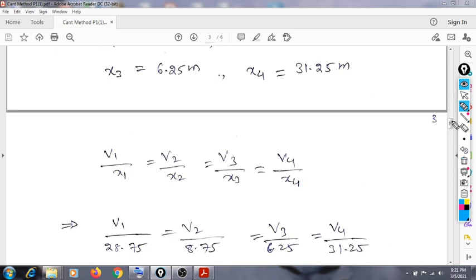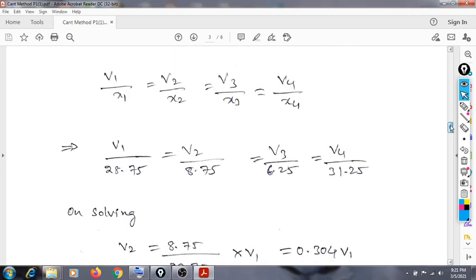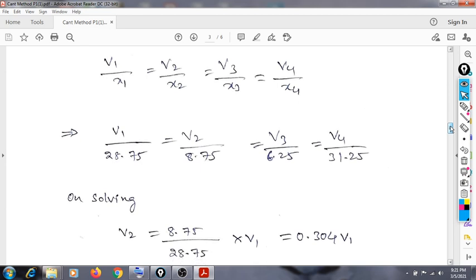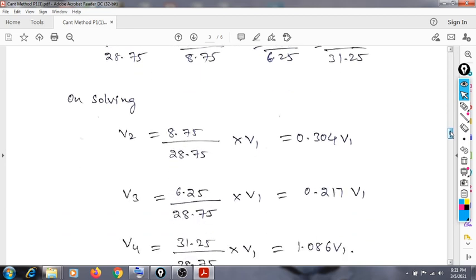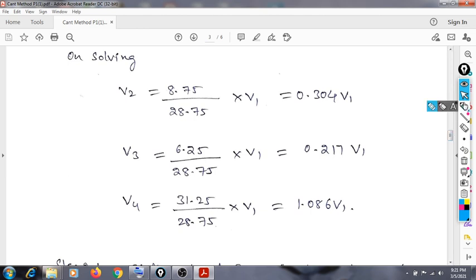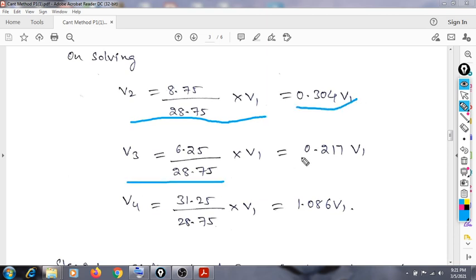So when the ratio is the same, we can say that v1 by x1 will be equal to v2 by x2 and up to v4 by x4. So when we solve, we get v2, v3 and v4 in terms of v1. So when we solve this, we get v2 in terms of v1 and v3 in terms of v1, and at the same time v4 in terms of v1, right?